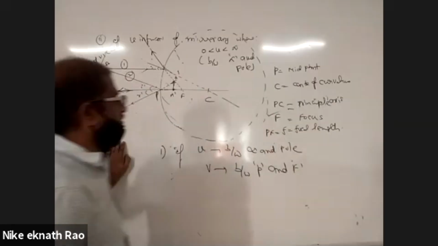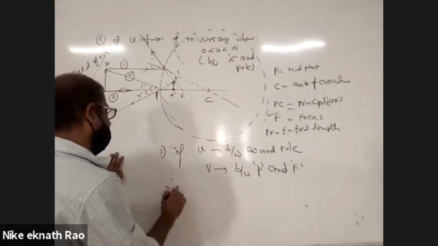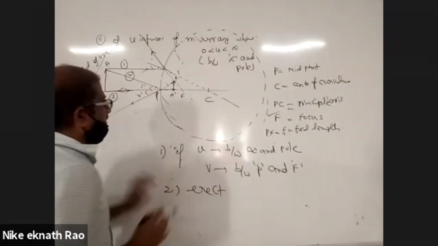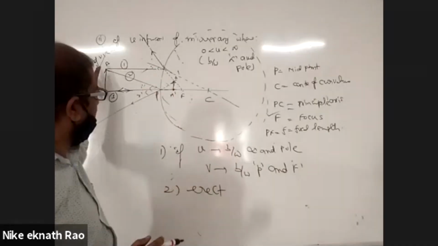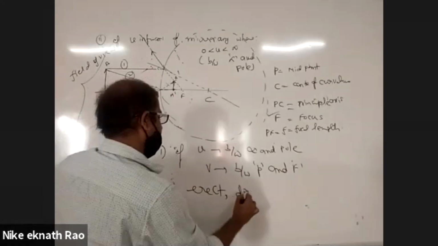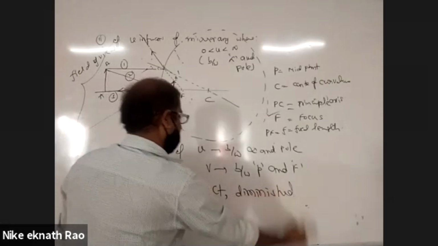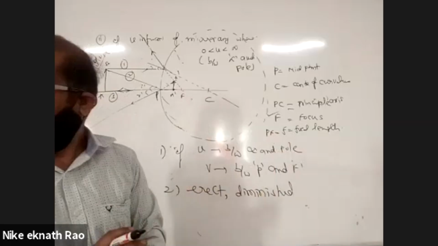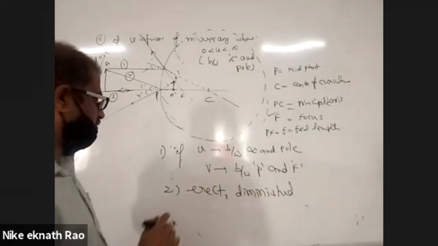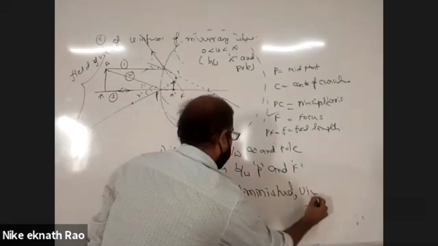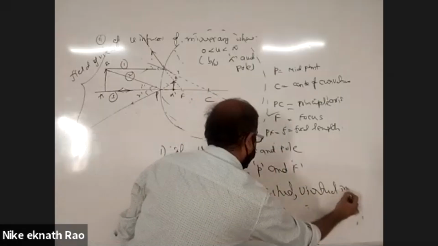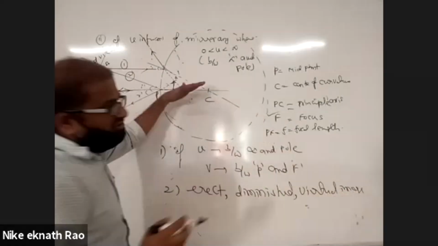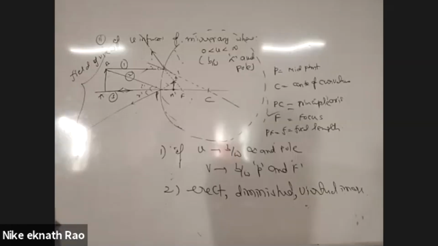F is the focus. What kind of image is formed? A direct, erect image is formed. The size is smaller, so you can say diminished. It is formed by producing the rays backward, so what kind of image is this? Virtual. These are the characteristic properties of the image formed by a convex mirror.